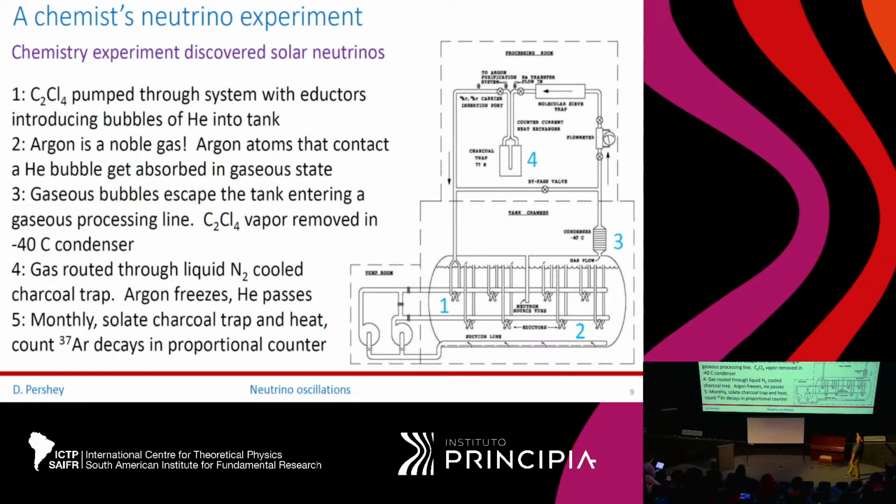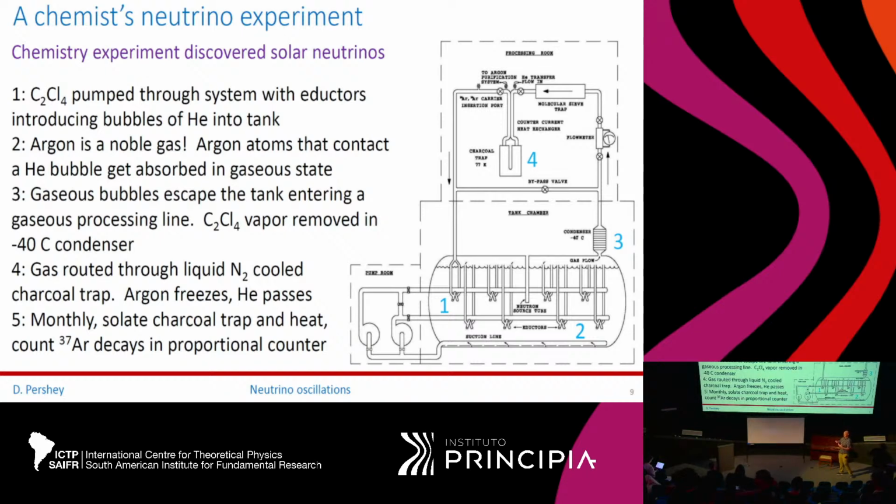And it goes next through step 3. This is a condenser at about -40 centigrade. And that's basically just to freeze out any of the remaining carbon tetrachloride that may have gotten soaked up by the bubbles. So once you get a gas solution up here, this is going to be completely composed of helium plus a few argon atoms that you trapped from neutrino interactions. And then you send it through this line, and going to step 4, this is a charcoal trap. So charcoal was cooled down to 77 Kelvin with liquid nitrogen.